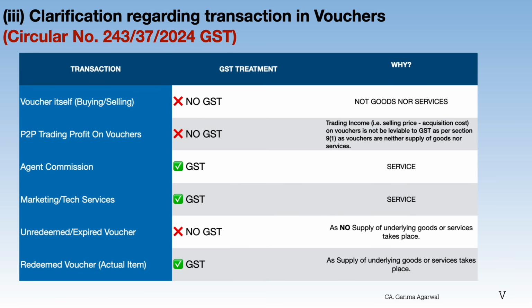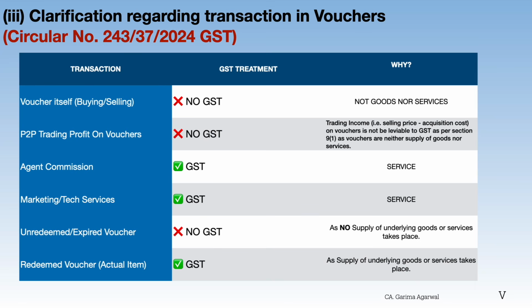Now let's take some questions. First is the voucher itself, buying and selling. What should be the GST treatment? There should be no GST because it's not goods nor services. Then P2P trading profit on vouchers. What should be the GST treatment? Again, no GST, as trading income is also not a supply of goods nor services.